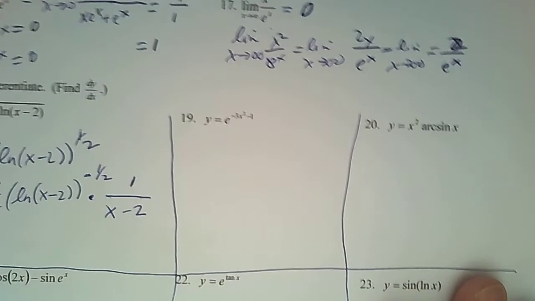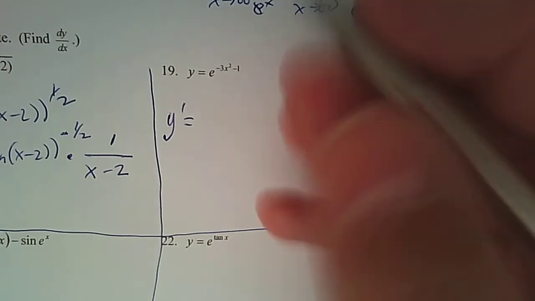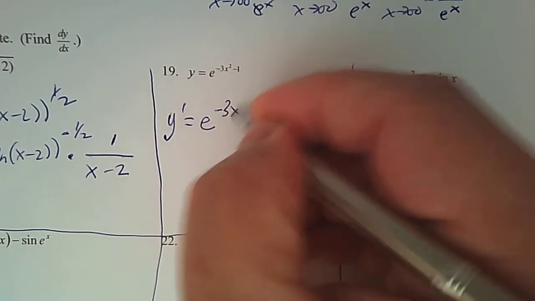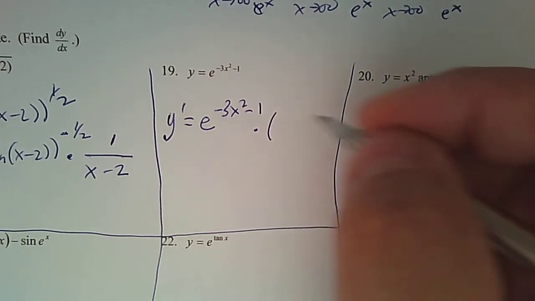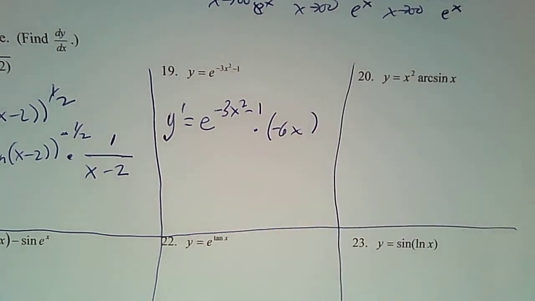Number 19, can you take the derivative of that? I'm going to try to zoom in as best I can here. So the derivative of this, first of all, is the exponential rule. Well, that's an easy one. Copy it. E to the negative 3x squared minus 1 times, what's the derivative of the exponent? I'm going to put parentheses because it's a negative answer. So it's negative 6x, and that's it. It's over.